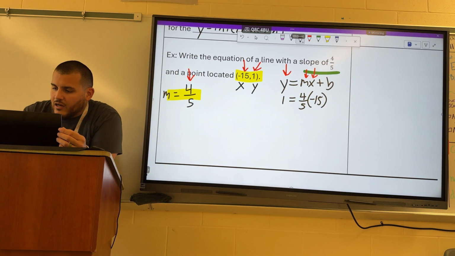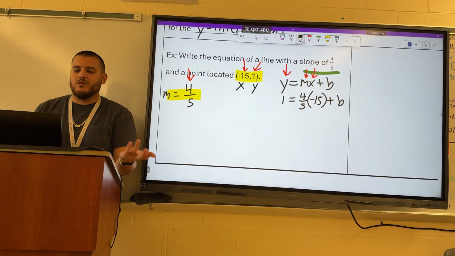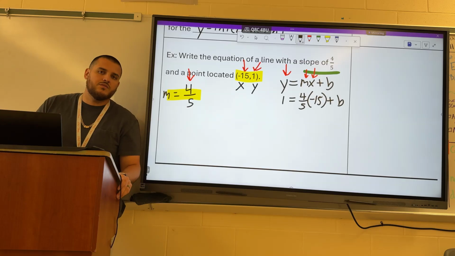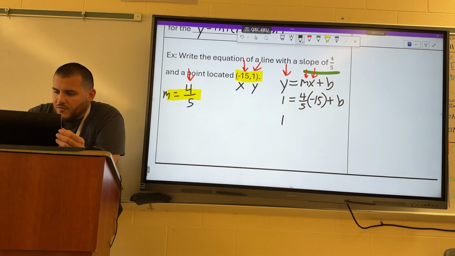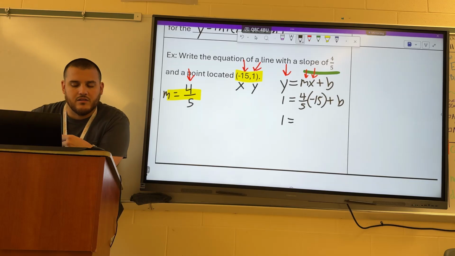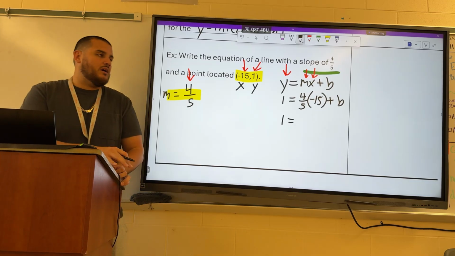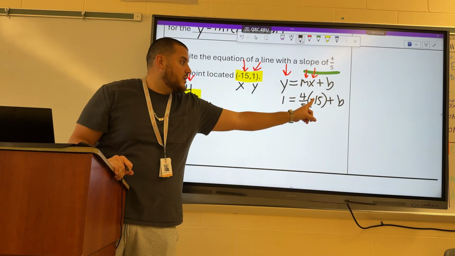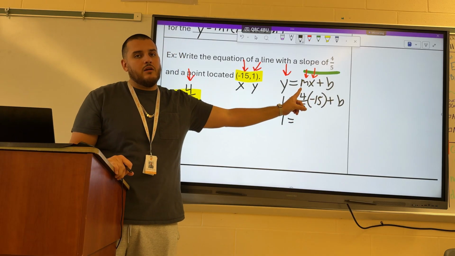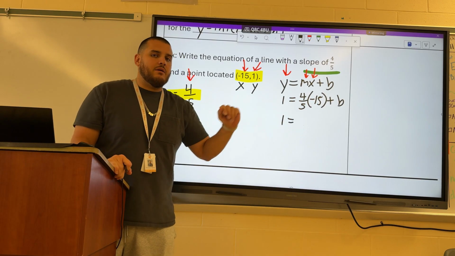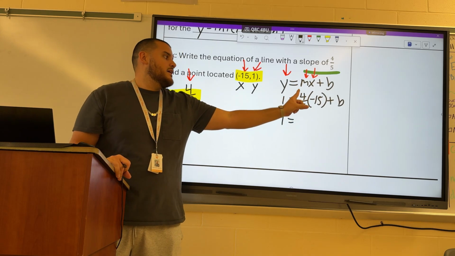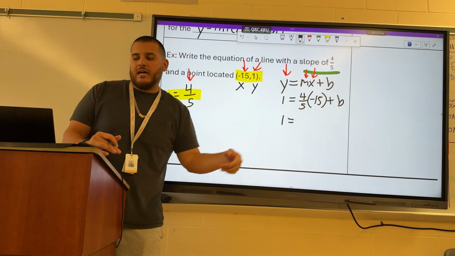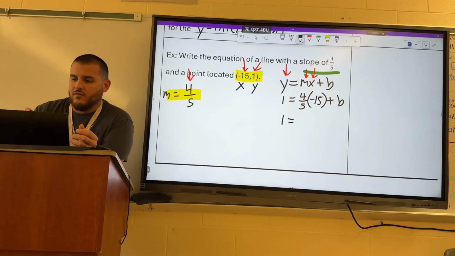And then we notice the only thing that's left unknown now is the b. So I can just do algebra here and actually solve for this y-intercept. We're multiplying 4/5 times negative 15 there on the right. And remember, this is how I like multiplying by fractions. I would take the negative 15, multiply it by the numerator of 4, and then divide by 5. So I do negative 15 times 4, which would give me negative 60, and then divide negative 60 by 5, which would give me negative 12.